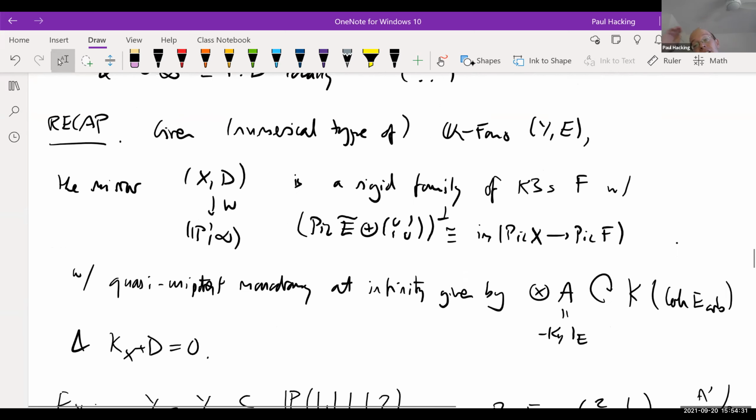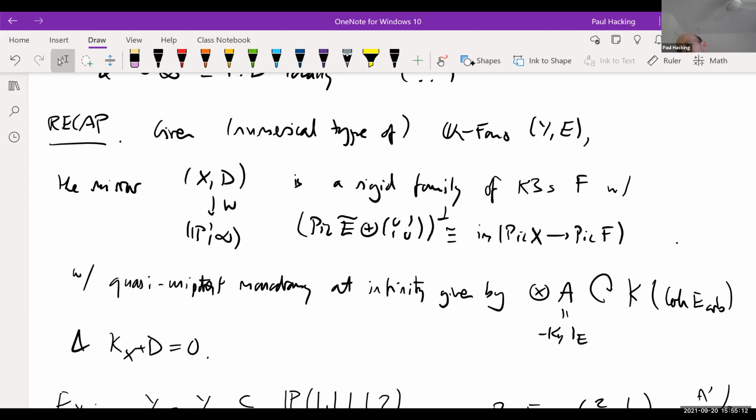Okay. Anyway, let me just quickly recap where we are here. So given the numerical type of Q-Fano, the mirror is a rigid family of K3s. You have this, the monodromy invariant part of the Picard group of the general fiber is given by this lattice, which arises in Dolgachev mirror symmetry for K3s. It has this quasi-unipotent, so not unipotent, but some power is unipotent, monodromy at infinity. And we completely understand the action on cohomology if we understand the action of tensor product with A on the K-theory of the coherent sheaves on the K3, on the original K3.